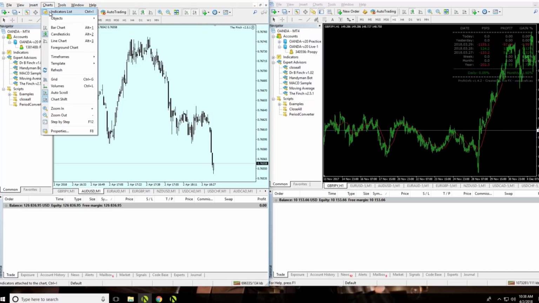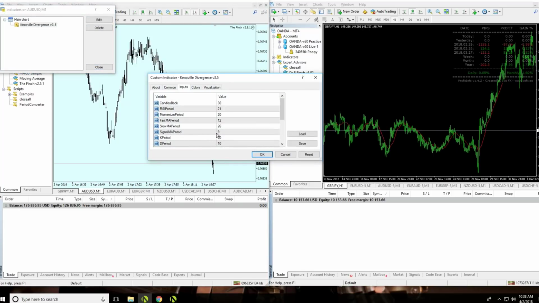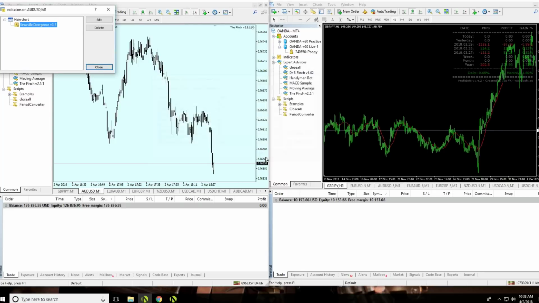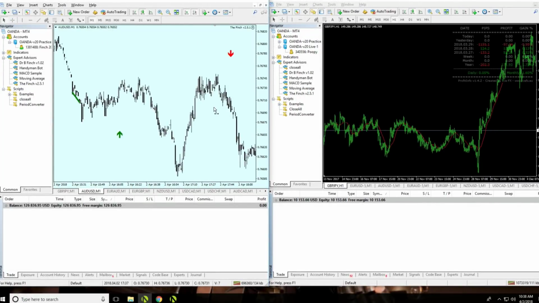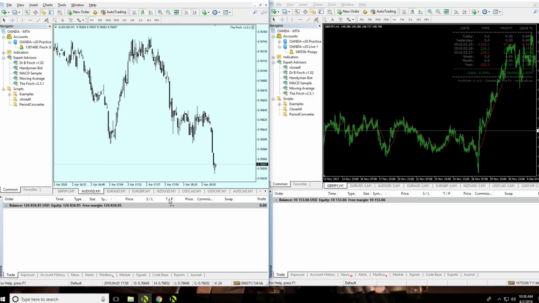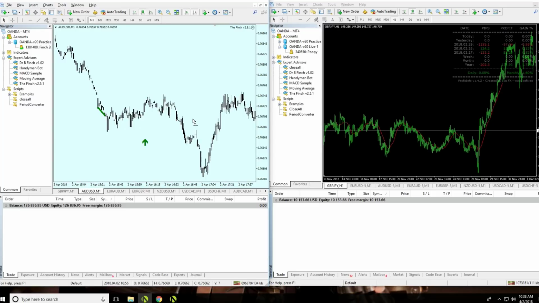If I go to Charts, Indicators List, and double-click on Knoxville divergence, I can scroll down, change my stochastic upper to 70, my stochastic lower to 30, and then all of a sudden on my 1-minute charts, I will see arrows that represent reversal arrows. These are signals to buy or to sell. They accompany Knoxville divergence. They're part of Knoxville divergence. We just don't often think about them or use them.